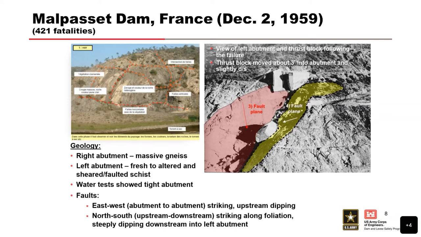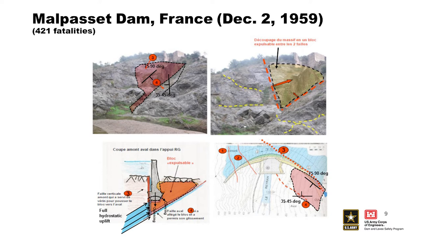So what most likely happened is that the failure was caused by sliding and slipping on the upstream dipping fault plane that formed the rock block in the left abutment. The large uplift forces developed on the upstream foliation shear.